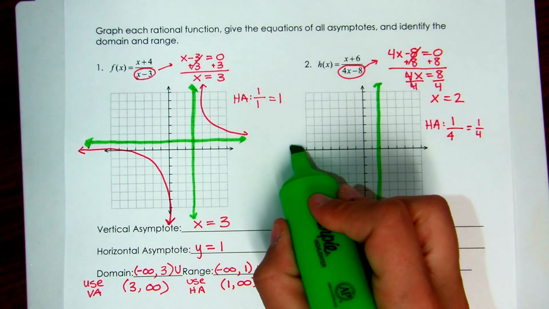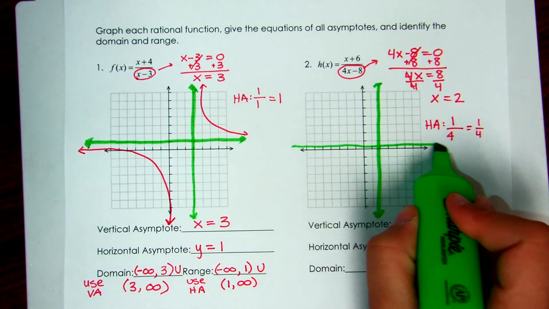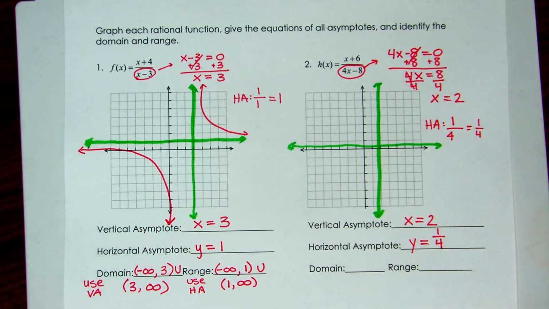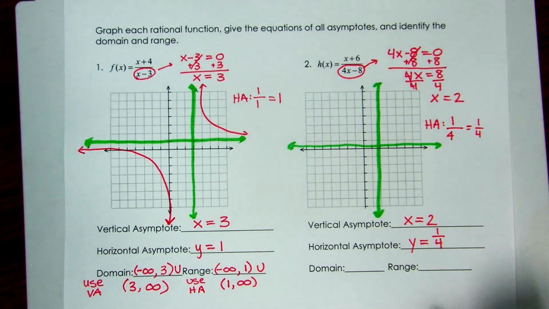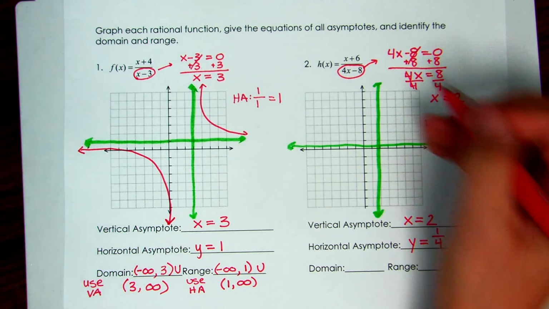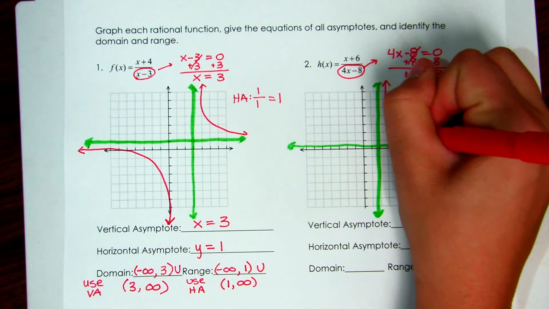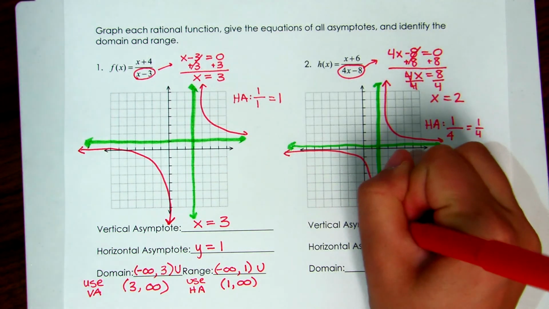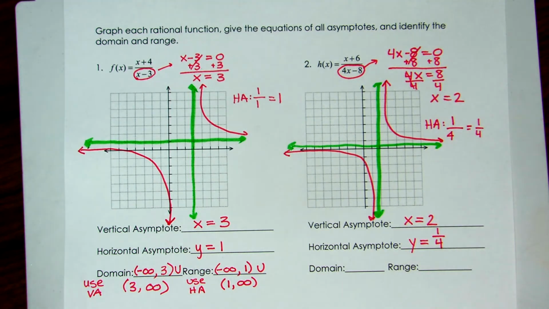Horizontal at 1/4. I'm just going to estimate a little bit there, between 0 and 1. It's a positive rational function, so top right and bottom left. Close to but not touching my asymptotes.